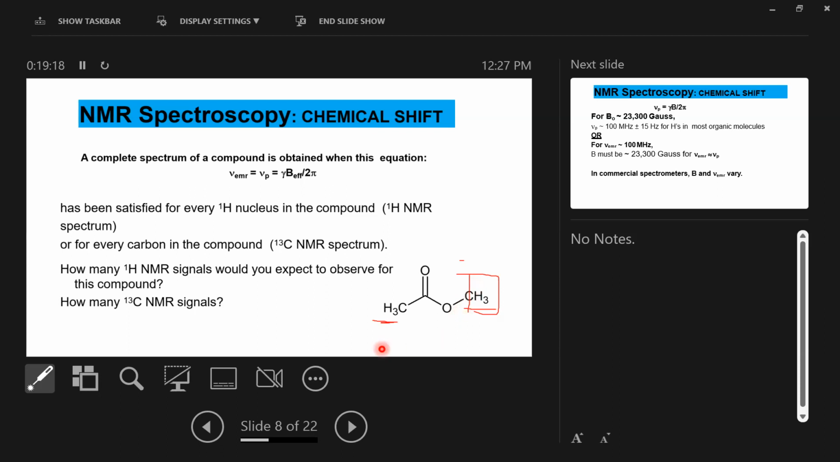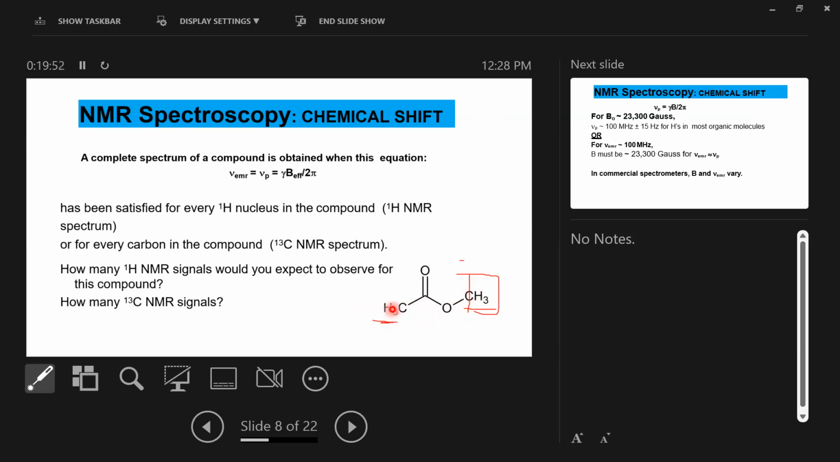More de-shielded? I'm going to ask the question another way. Is this proton closer to a more electronegative group than this proton? The one with a box, is it next to a more electronegative group than the one underlined? The one is next to, or close to, or attached to a more electronegative element. All right. So this will be in a different chemical environment than this proton right here.